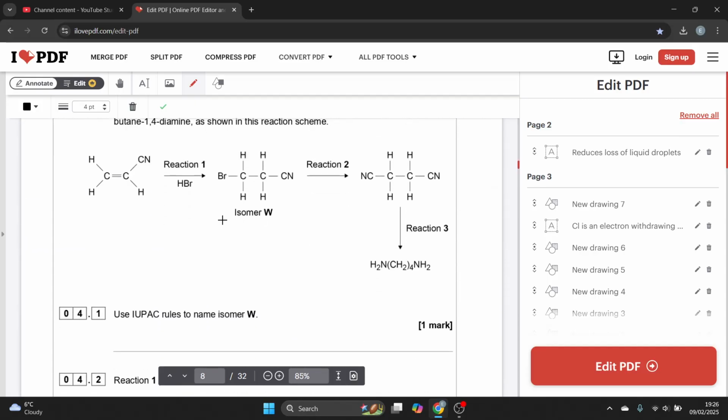Use IUPAC rules to name isomer W. So I've got methane, ethane, propane. I've got 3-bromo, and you need to do alphabetical order, so 3-bromo first, propane. And I've also got the nitrile group, propanenitrile. So 3-bromopropanenitrile.